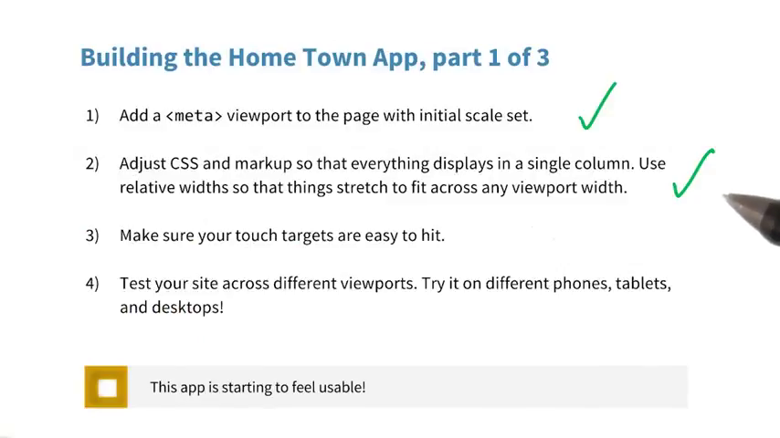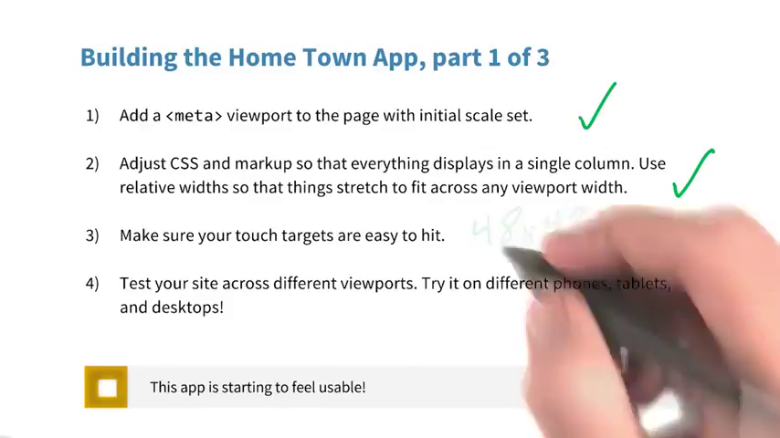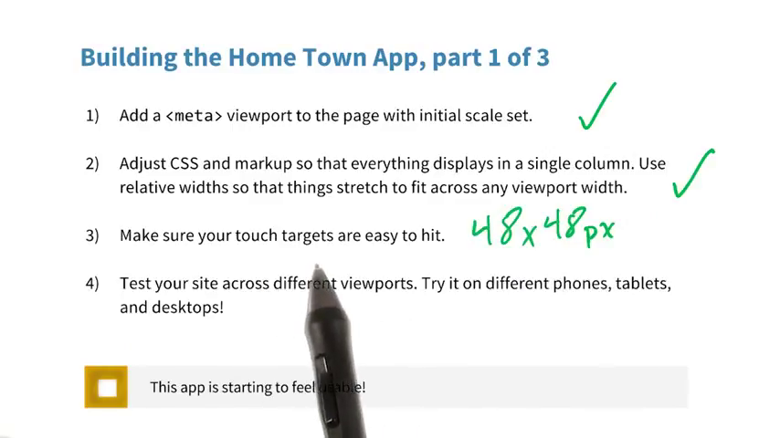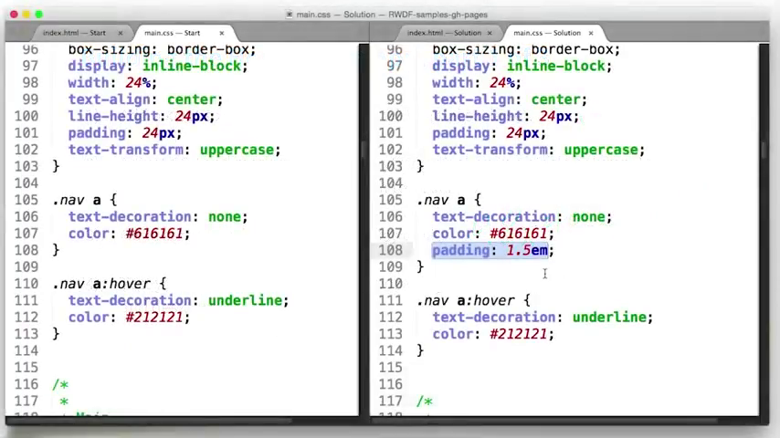Step 1 and step 2 are done. For step 3, I want to make sure my touch targets are easy to hit. This means that I want my A tags to be at least 48 by 48 pixels. A tags, remember, are going to be the touch targets because the A's are the links. To do so, I went through the CSS. On the left, there's what I started with, and on the right, there's what I ended up with. And I went ahead and added a padding to the A tag inside the nav class. I set the padding to 1.5 em, which means that the padding is equivalent to 1.5 times the font size of the A tag.